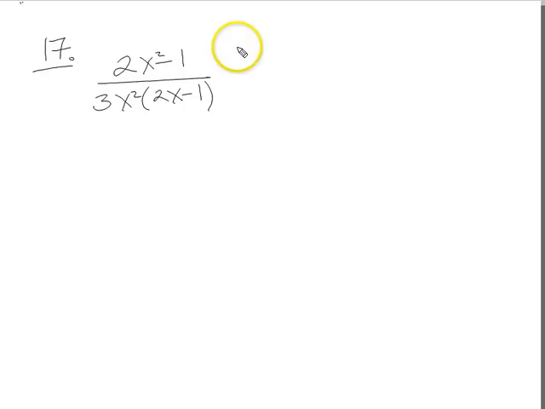Okay, let's have a go at 17 then. We've got 2x squared minus 1 on the top over 3x squared brackets 2x minus 1. So we've got a repeated factor, isn't it? Because it's like x minus 0 in a sense. So you've got a over x plus b over x squared.